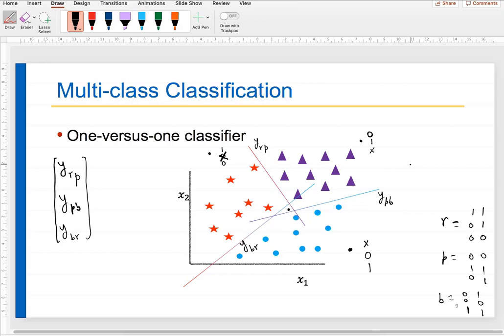So let us say with respect to YRP, this will be 1, very good. With respect to YPB, 1. With respect to YBR, okay, so this is the problematic point, right? I can't map it to any class, right?